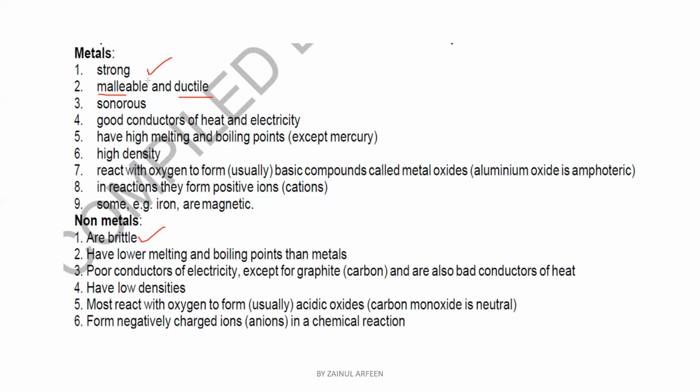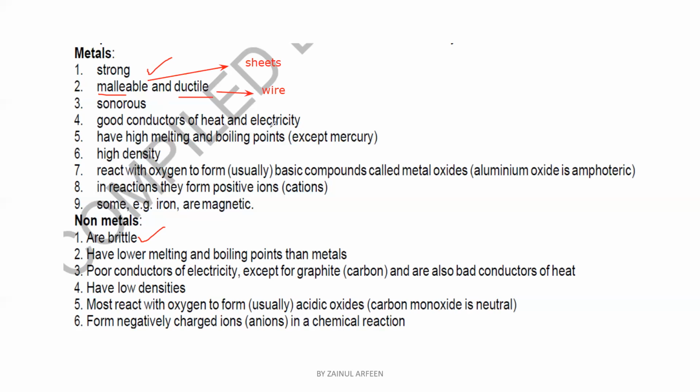So the term malleable means you can make sheets by hammering, and ductile means you can stretch them and make a wire using the metal. Very commonly, copper wire and aluminum wires are used because all are metals and they can be hammered into shape as well as stretched into wires. Sonorous refers to when you hit them hard, they produce a sound.